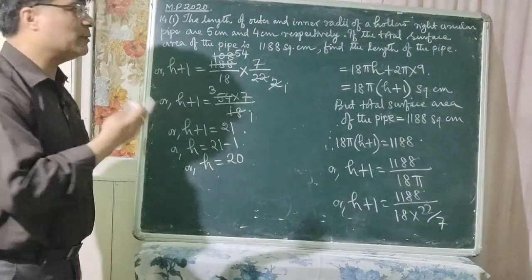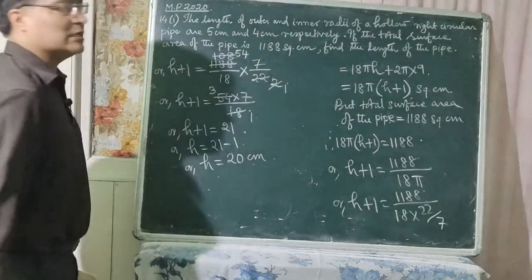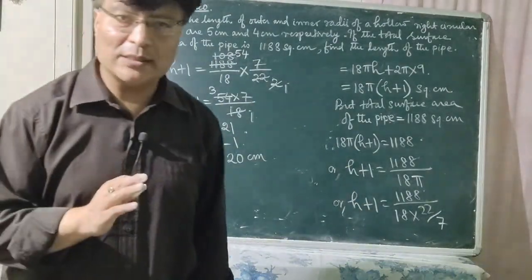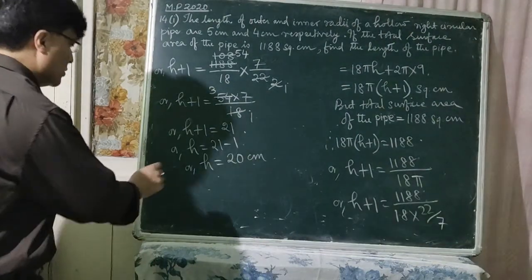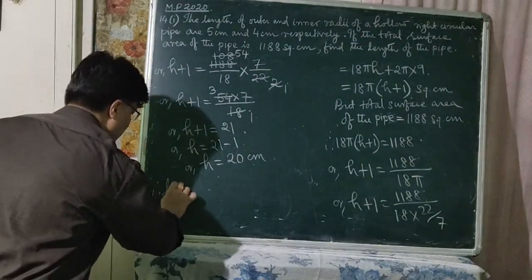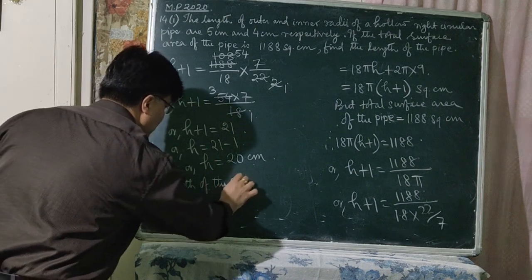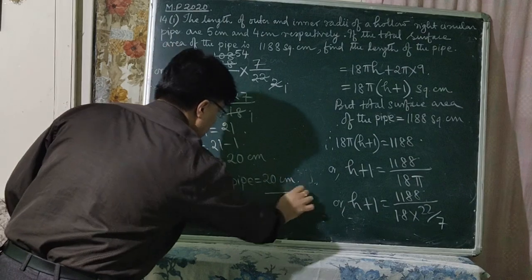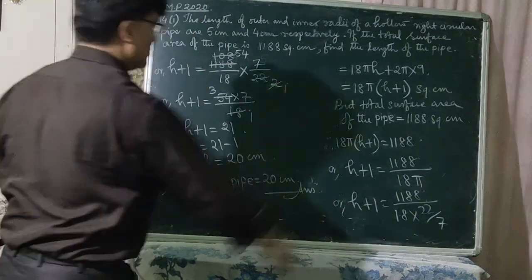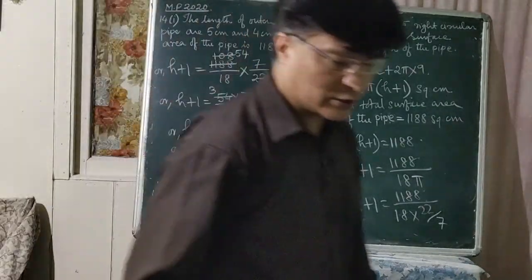So what is this unit? This height will give you the length of the pipe. That is centimeter, 20 centimeter. So what is the answer for length of the pipe? It is 20 centimeter. Therefore, length of the pipe is equal to 20 centimeter. So this is the final answer. You can copy it. Now we'll do the next question.